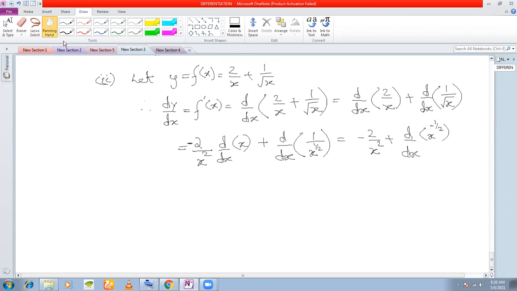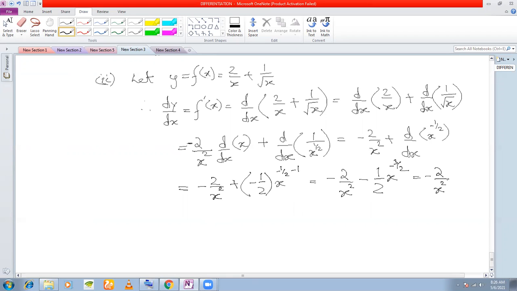Now we differentiate the second part by the x to the power of n rule. So minus 2 by x squared plus n x to the power of n minus 1, minus half x to the power of minus half minus 1. So this is minus 2 by x squared minus half x to the power of minus 3 by 2. That's it. Or if you want a better way of writing, you can write it this way also: minus 2 by x squared minus 1 by 2x to the power of 3 by 2.